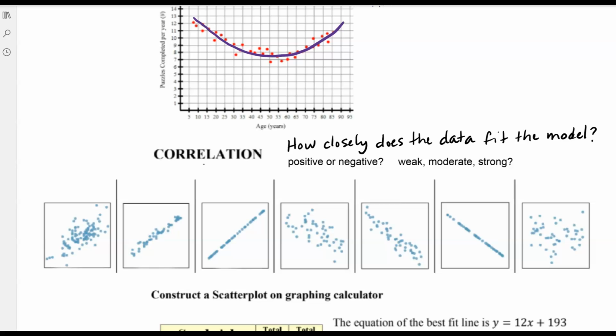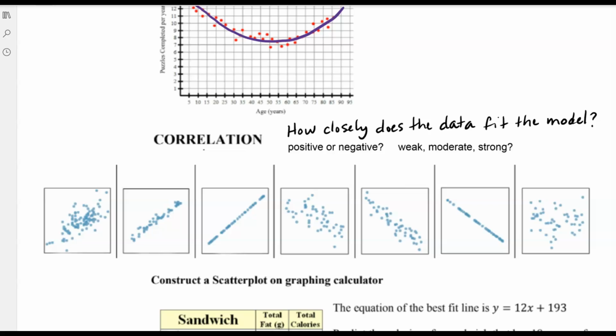In this lesson, we're going to refer to that in general terms. We're just going to look at it and say, yeah, that's a weak correlation, or there's no correlation, or that's a strong correlation. But in our next lesson, we'll be able to pinpoint that a little more and tell exactly how strong it is or how weak it is.